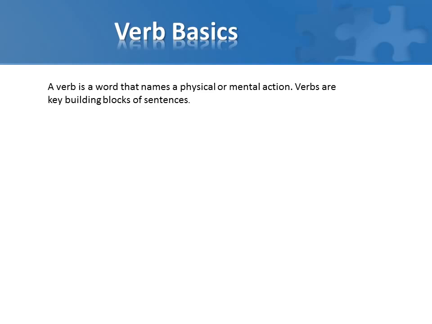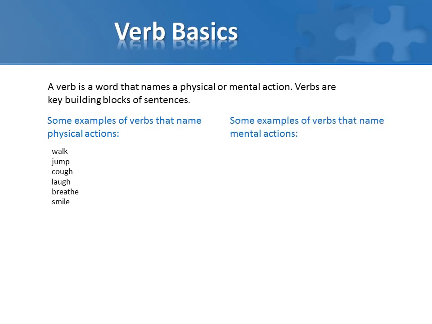Here are some examples of verbs that name physical actions. These are things that you can observe. Walk, jump, cough, laugh, breathe, smile. There are also verbs that fall into this category of a mental action. They're not actions that you can observe, but they are things that we do. We can do this with our mind, or mental action. Think, dream, love, fear, dread, question.